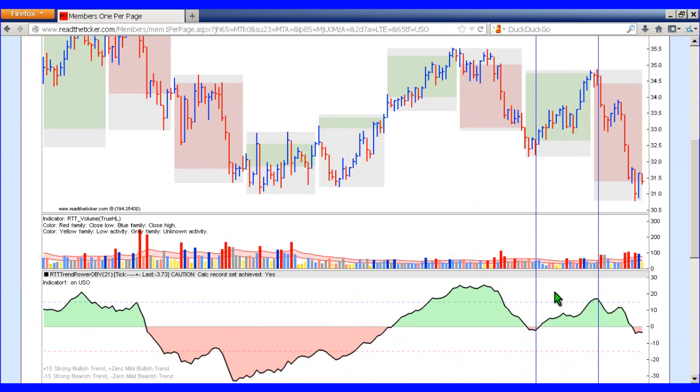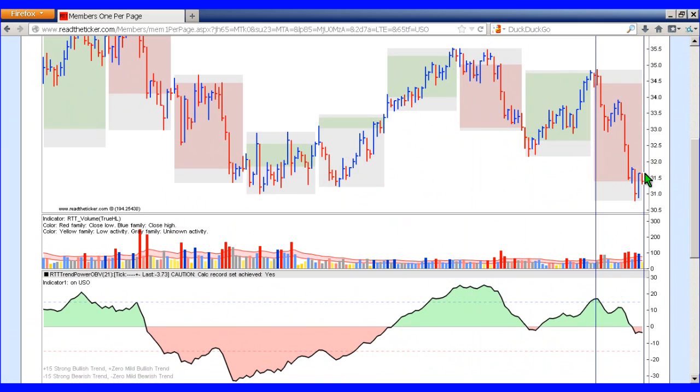Here we have another swing up, but I would say that this move here is weaker than that down move, because this price action didn't really recover that well on the trend power OBV. It just goes to plus 15. I like to see it smash past plus 15 and continue on. Here, something actually happened and it was dragged down.